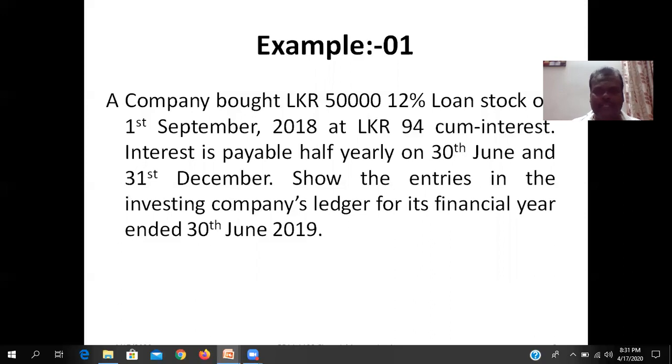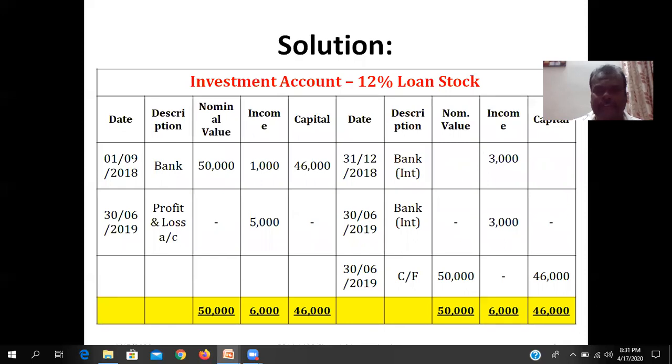First of all, you can see on 1st September 2018, the company purchased 50,000 12% loan stock at 94 cum interest. So this is the purchase of investment. The double entry would be investment account debit and bank account credit. If you move to this investment account, first of all, you have to put the heading for this account, that is investment account, and this is the 12% loan stock.